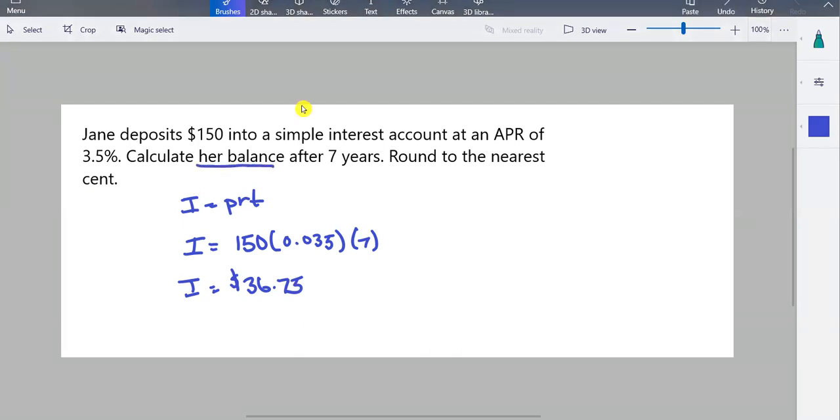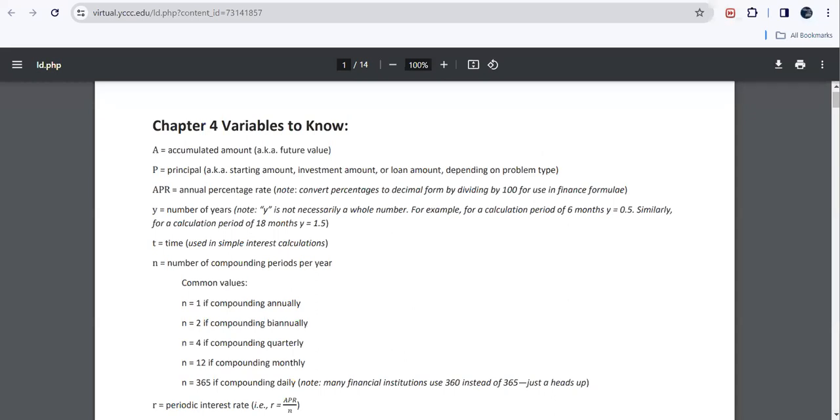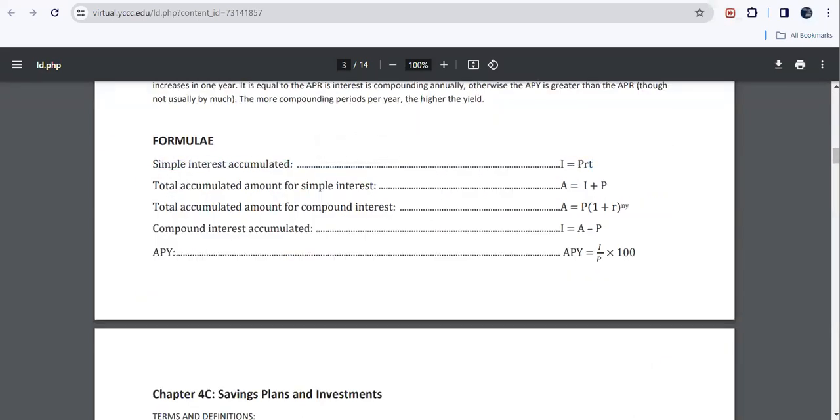They said calculate the balance. If they said calculate the interest, I'd be good. It's rounded to the nearest cent. I'm done. But they said calculate the balance. And balance, or the accumulated amount, is represented with an A. To find that, you actually can find that formula back on this sheet here. There it is. Total accumulated amount for a simple interest is A equals I plus P.